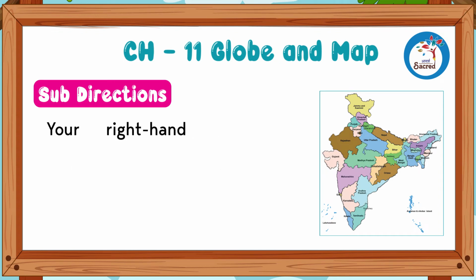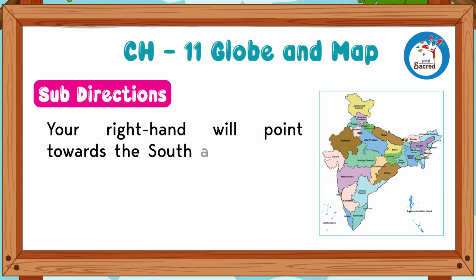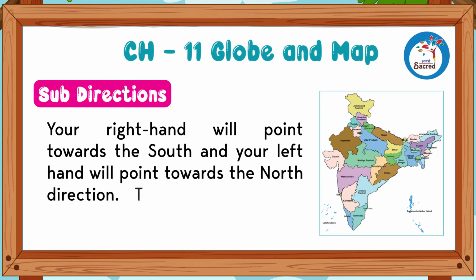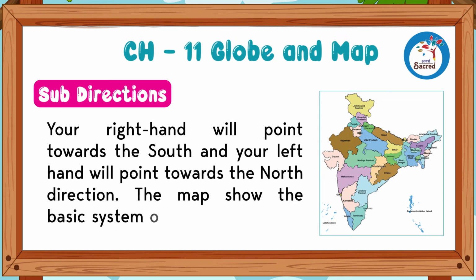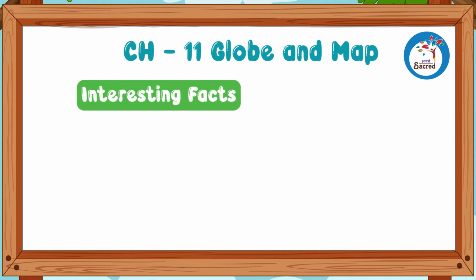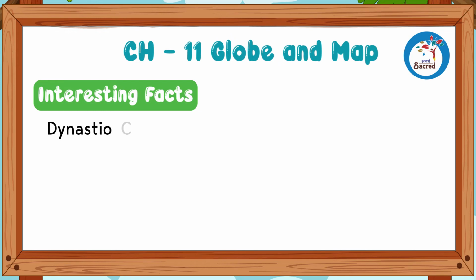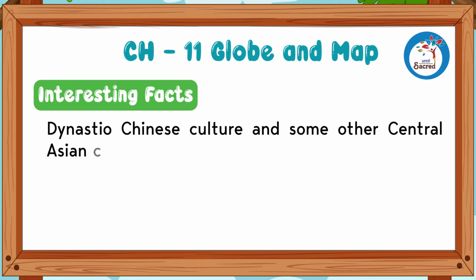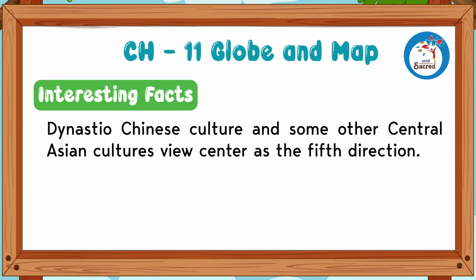Your right hand will point towards the south and your left hand will point towards the north direction. The map shows the basic system of the direction. India. Interesting facts. Dynastic Chinese culture and some other Central Asian cultures view the center as the 5th direction.